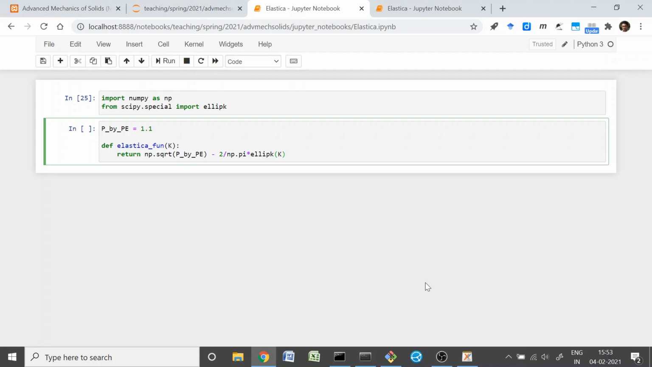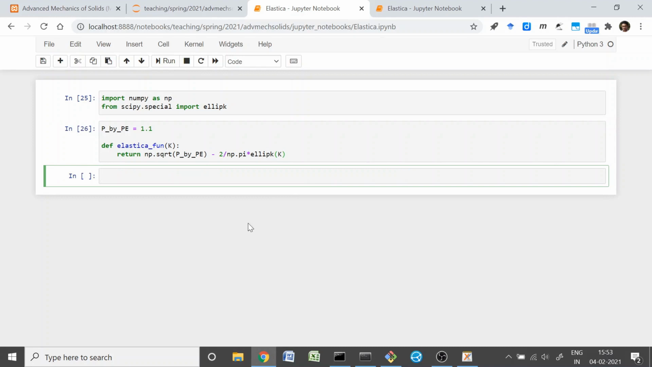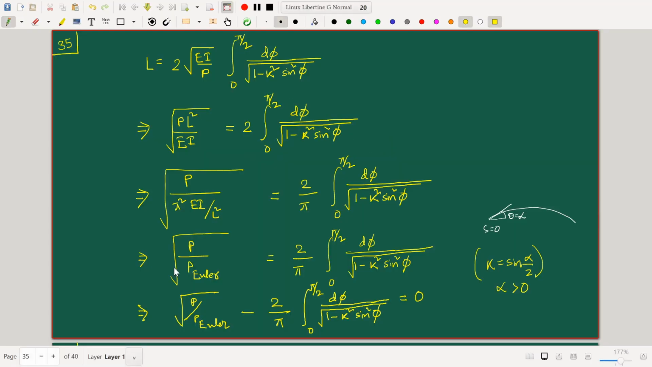So let's just check if this thing is set up all right. What I'll do is, just as a test, input some value of this k. Now our immediate question is, if we don't know the value of k, what value should we input? A priori we do not know what this value is, but we do know that k is equal to sine alpha by 2, as I've already written down here.